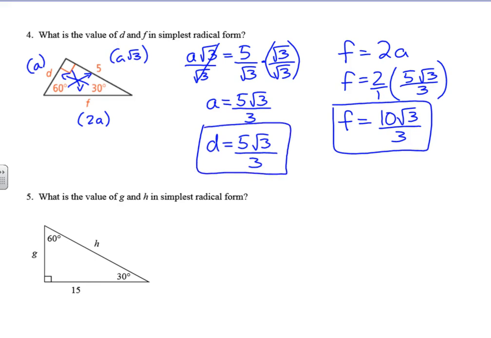So here we started off with the harder one first. That means the harder one is when you know the side opposite the 60-degree angle. That tends to be a little more challenging because we have to, again, rationalize the denominator is what that's called.